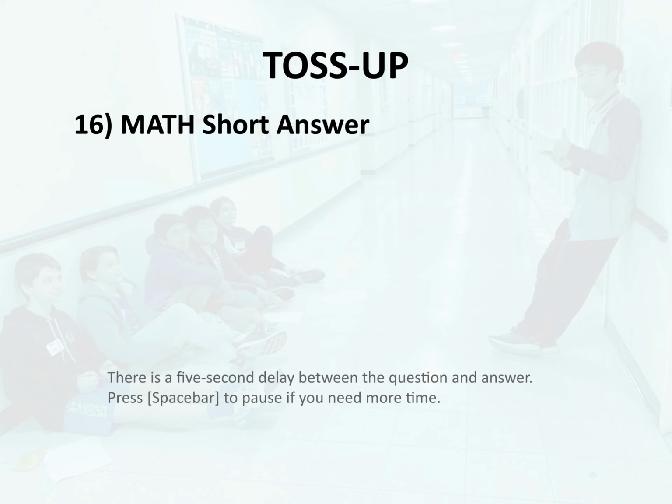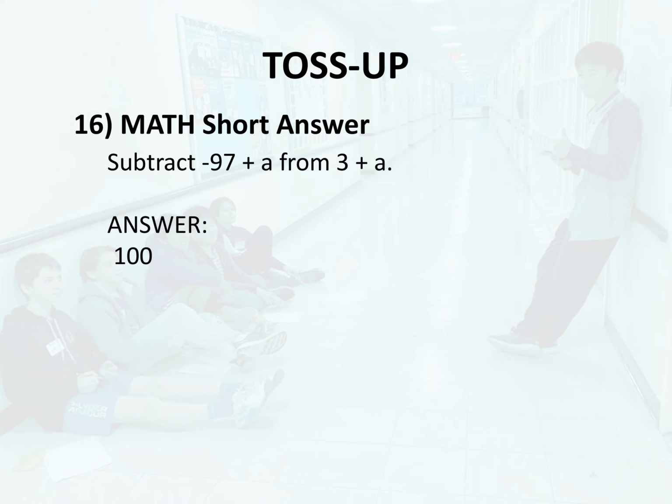Toss-up 16. Math. Short answer: subtract -97 plus a from 3 plus a. Answer: 100.